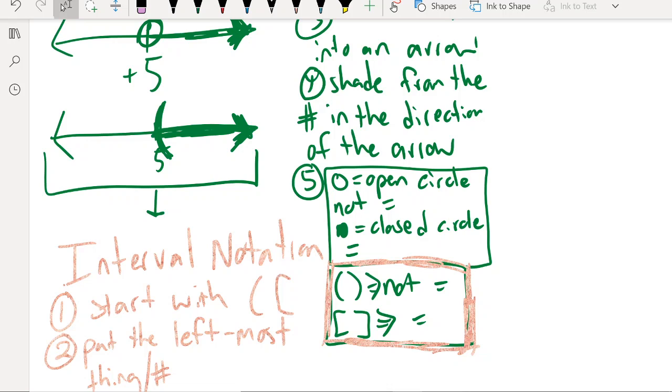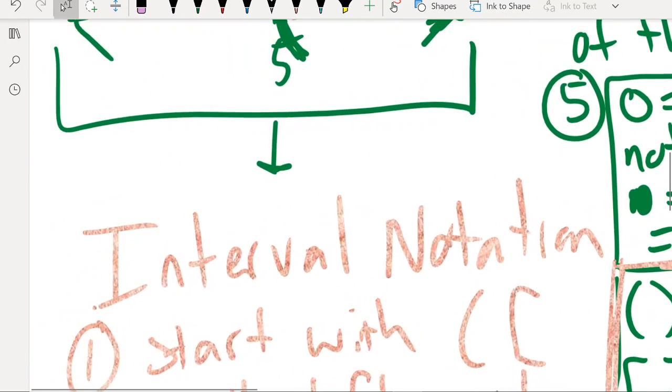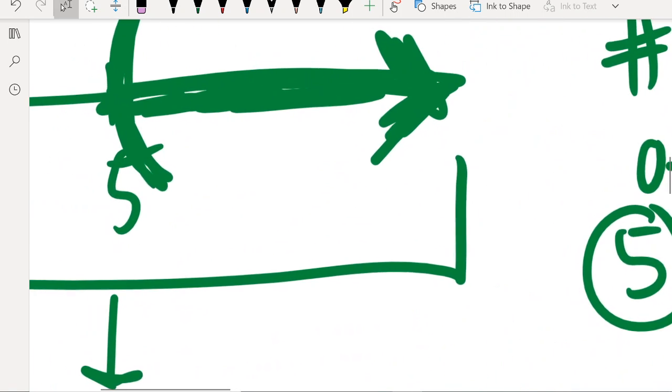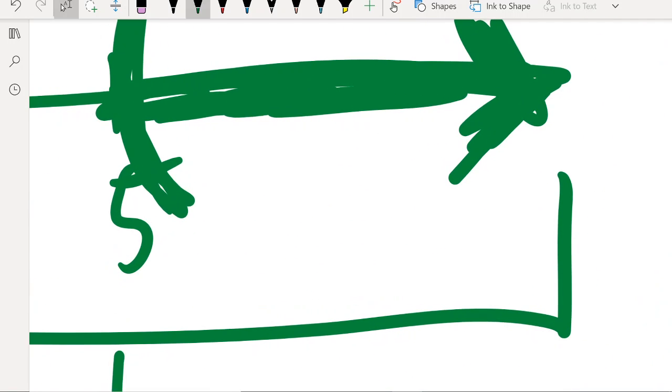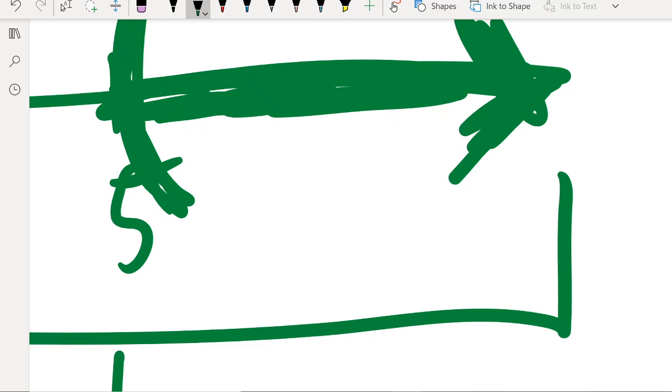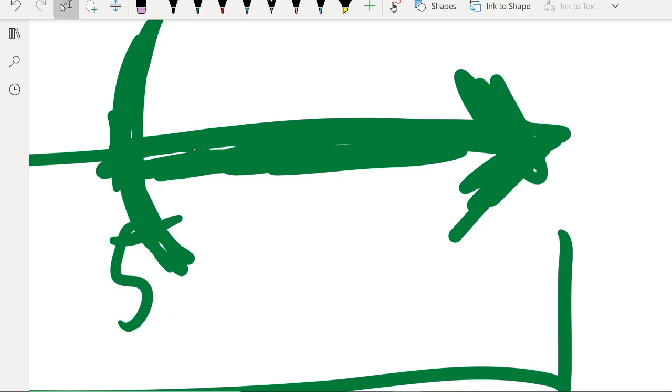So let me squeeze this in here, because I don't want to write this underneath interval notation. It'll get lost. This is actually pretty easy. Let me zoom way in here and decrease the thickness. So I start with 5. Step 1 of interval notation is you start with a parentheses or a bracket, so I start with a parentheses. Then I put the leftmost number. Then I put a comma, that was step 3. Then number 4, I put the number on the right. Well, there's no number, I just have an arrow.